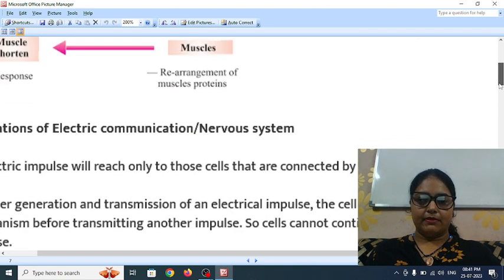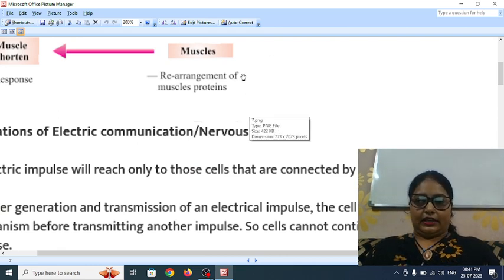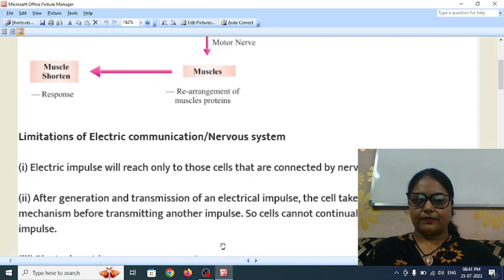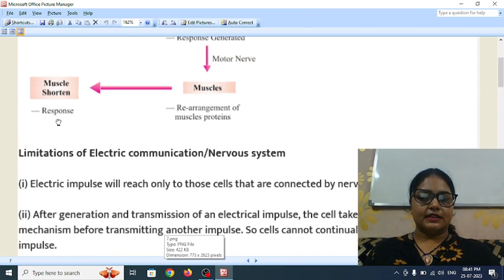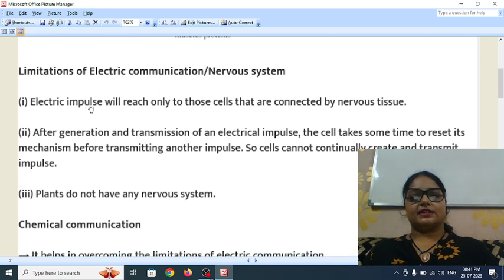Then the muscles rearrange their proteins, creating the chemical impulse. Then they are sending the response to the muscles. Now, limitations of the electric communication and the nervous system.